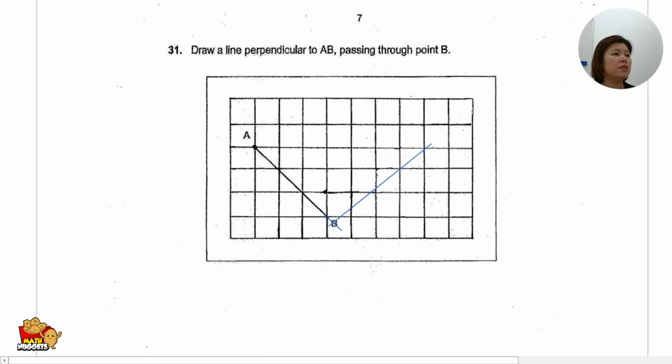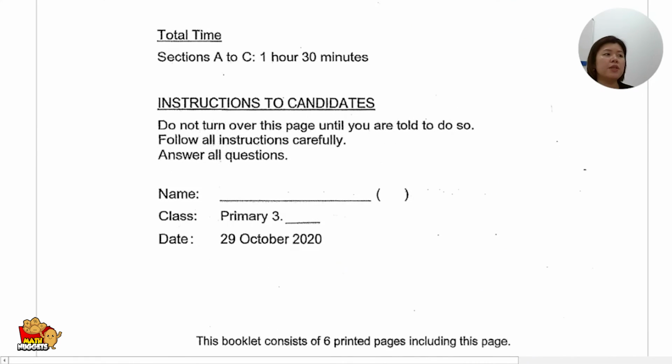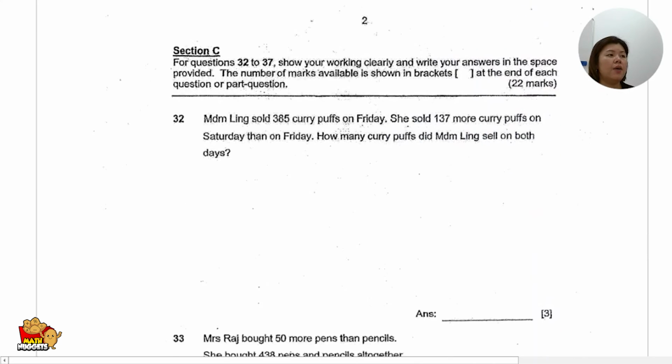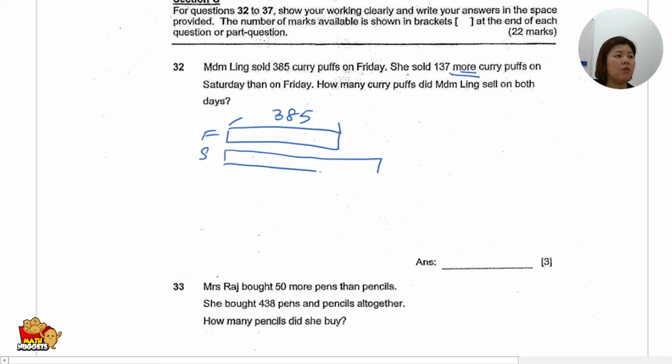Okay, next one, let's move on. Now move on to booklet C. Okay, Madeline, so 385 curry puffs on Friday. And we have another thing which is more. So we have to draw a model, Friday, 385. She sold 137 more on Saturday than Friday. So means Saturday is longer.